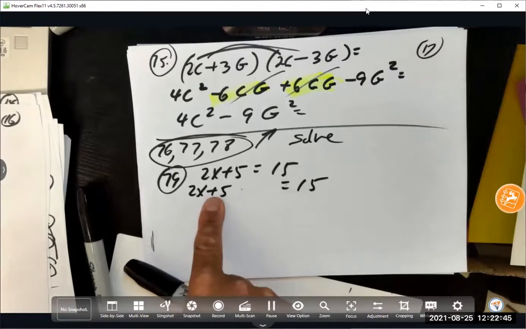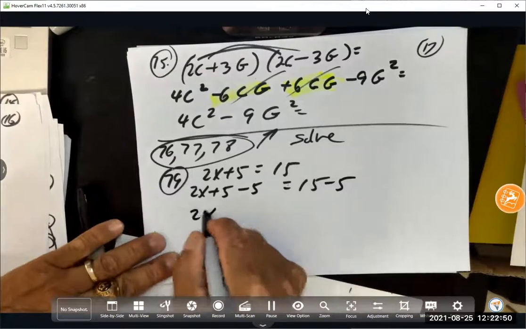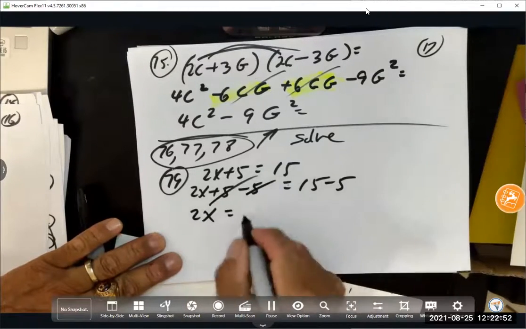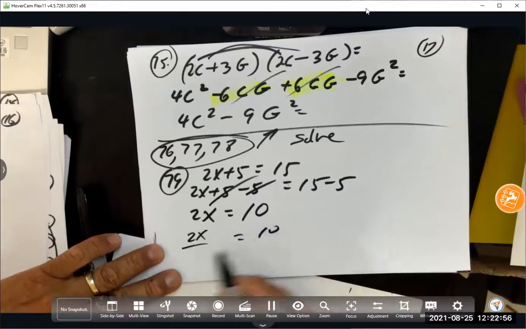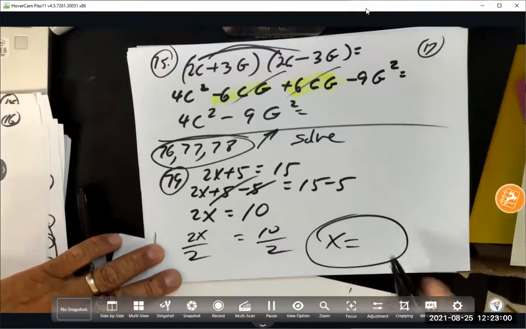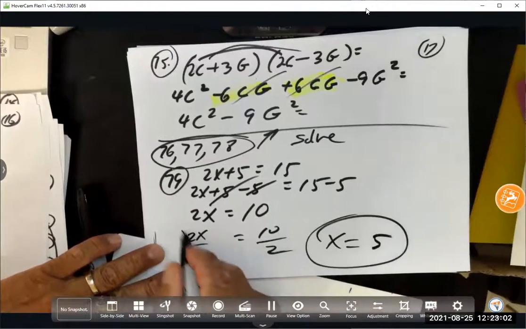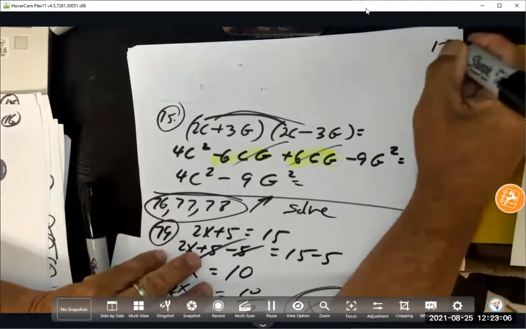Opposite of this. 5. There you go. Negative 5. So 2x equals 10. Now what? Divide by something. Divided by 2. Yes, this is by 2 and this is by 2. If I do that, what is the answer going to be? 5. x equals 5. Okay, we do that one like this, because I got to make sure you know how to do these.